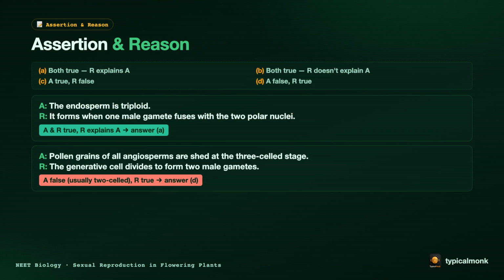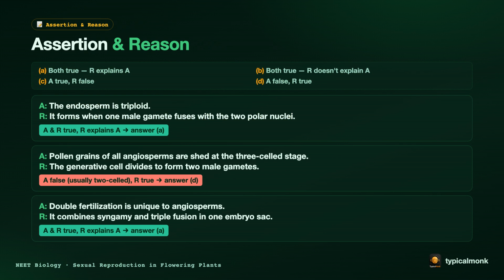Second, A: pollen grains of all angiosperms are shed at the 3-cell stage. R: the generative cell divides to form 2 male gametes. Here, A is false because pollen is usually two-celled, but R is true, so the answer is D. Third, A: double fertilization is unique to angiosperms. R: it combines syngamy and triple fusion in one embryo sac. Both are true and R explains A, so the answer is A.